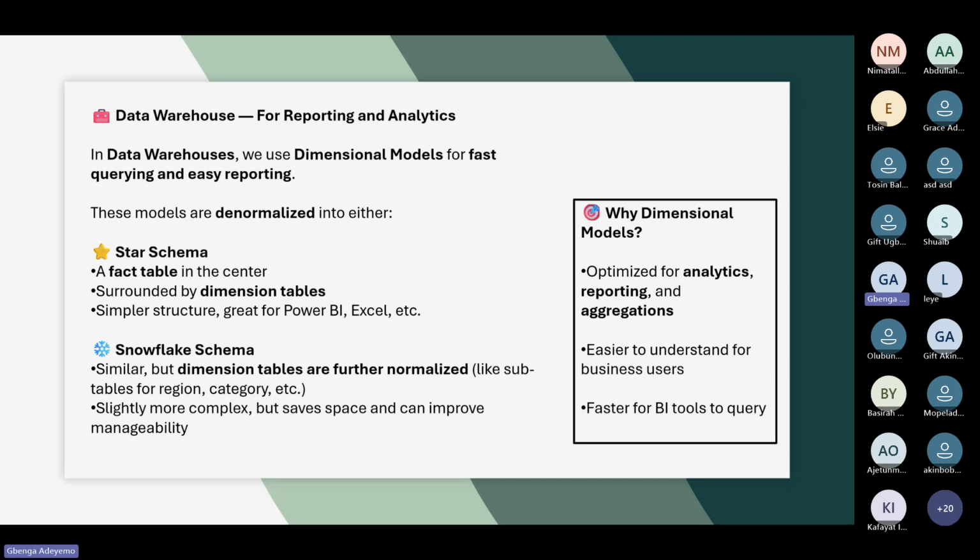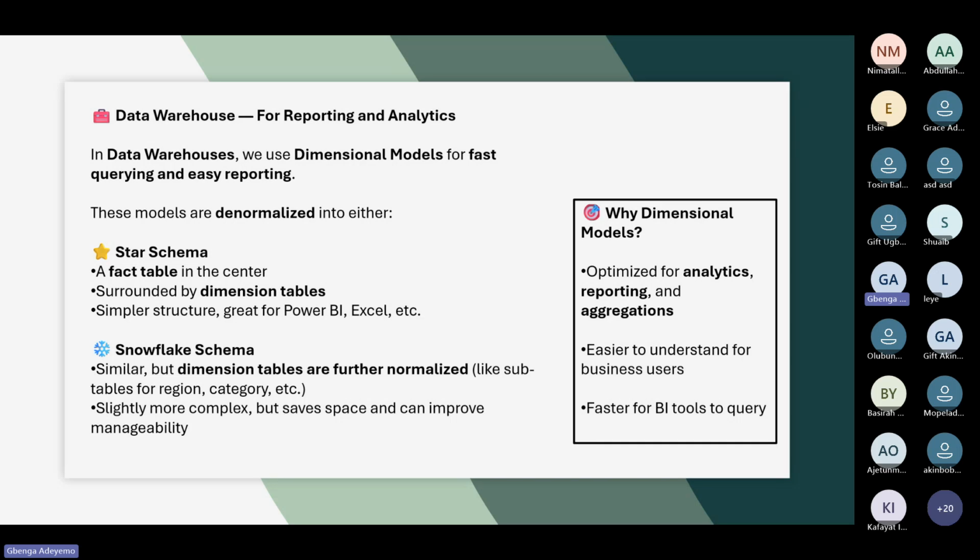In a star schema, just imagine a star. The fact table is in the middle of the star, and at each of the edges of the star you have the dimension tables. So that is the way a star schema is structured.